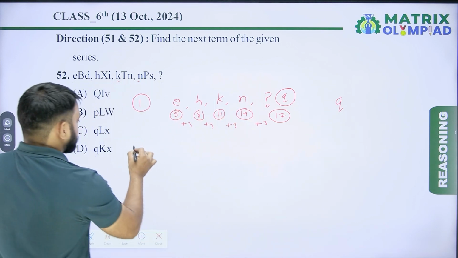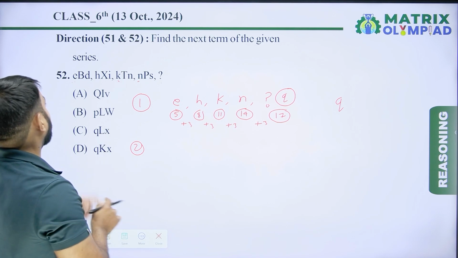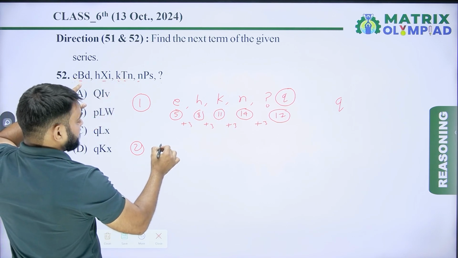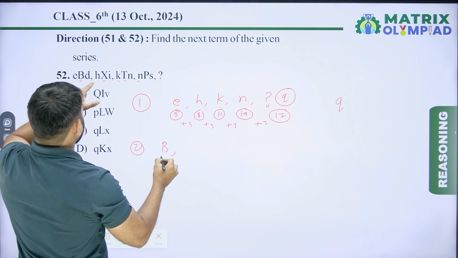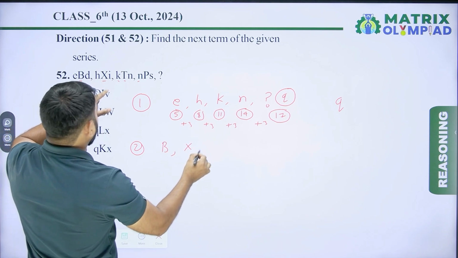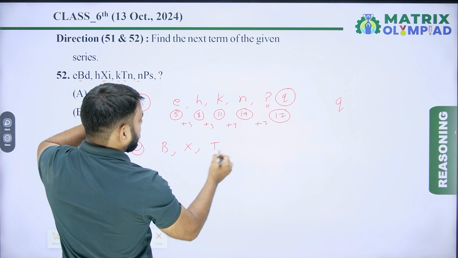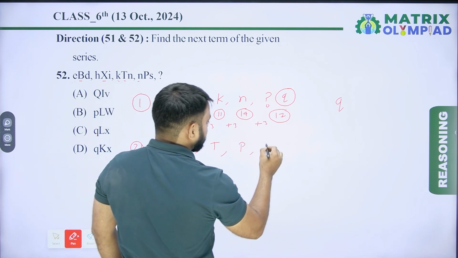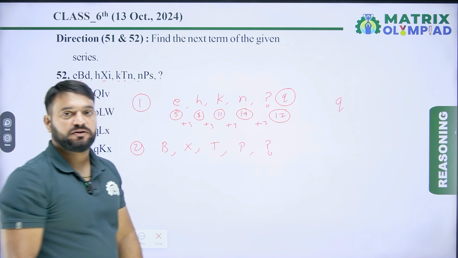So now taking the second alphabet of each term. The second alphabet of the first term is capital B. After capital B, next is X. After X, next is T. After T, next is P. And next is missing. So first find the pattern of the series.